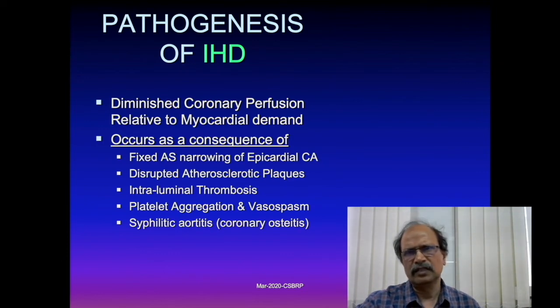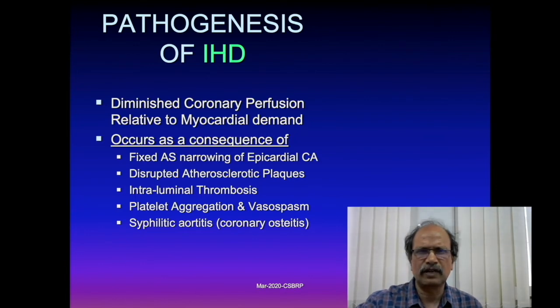Coming to pathogenesis of ischemic heart disease, there is diminished coronary perfusion relative to myocardial demand. I told you that the supply and demand is imbalanced. Because of this, the myocardium suffers from ischemic damage. Why does the myocardium suffer from ischemic damage? It is due to fixed atherosclerotic narrowing of epicardial coronary arteries, or probably a disrupted atherosclerotic plaque causing ulceration or release of its contents, and when it is ulcerated it may cause thrombosis at that area, further narrowing and causing ischemic damage.